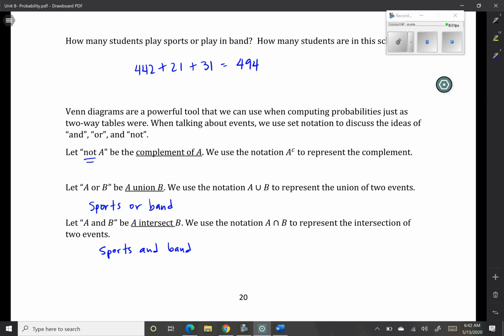Right? So the union number was way bigger. The union number was 494. The sports and band number was only, I think, 21. So we wind up seeing this as more specific.